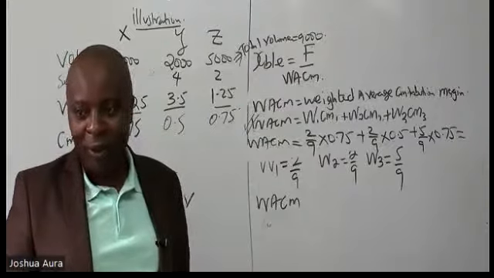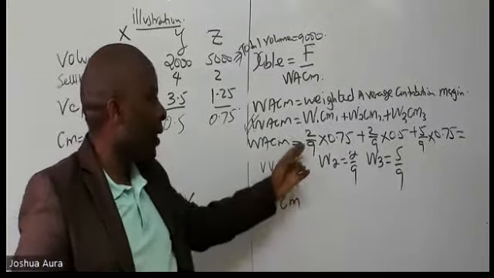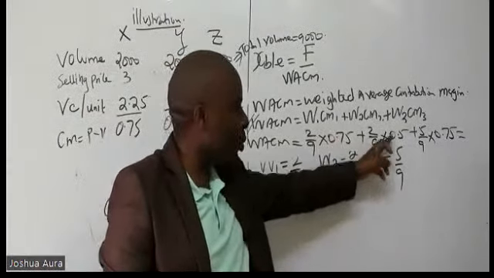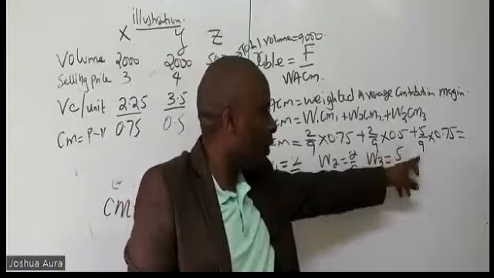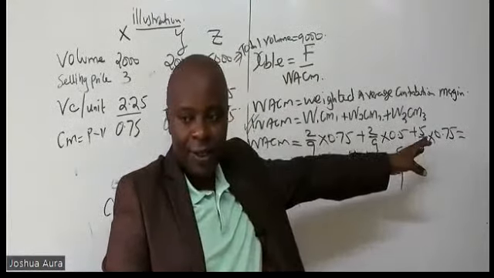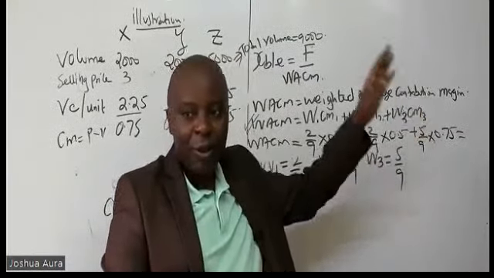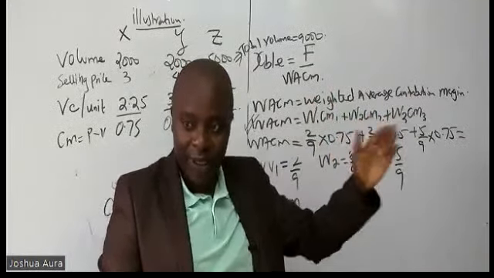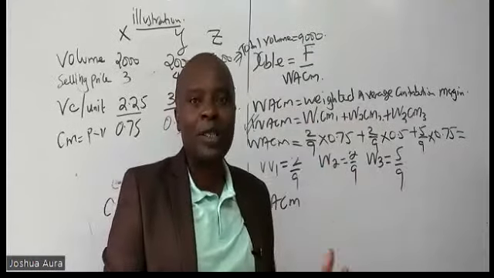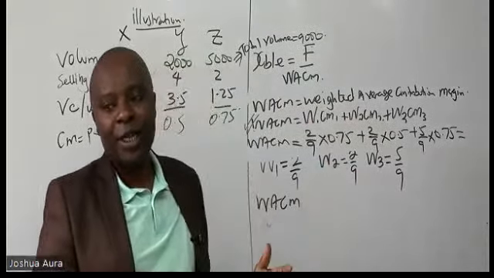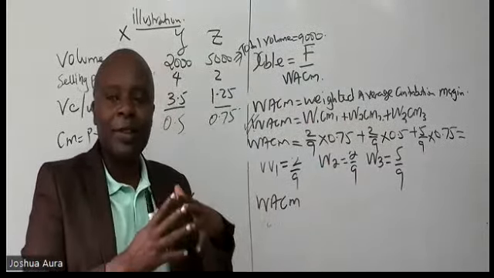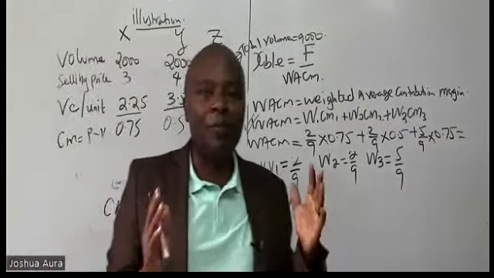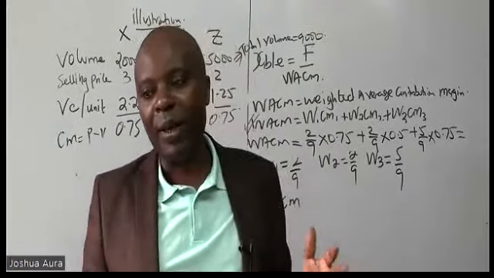Take up your calculator. Press 2 over 9 times 0.75 plus 2 over 9 times 0.5 plus 5 over 9 times 0.75. Remember, you're not required here to round off so much. The more decimal places for working, the better. Just give the entire figure that is in the calculator. For working, you must be very broad.